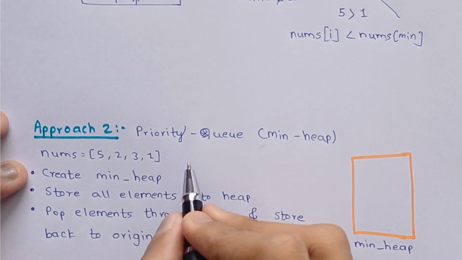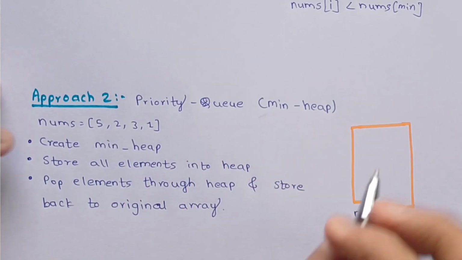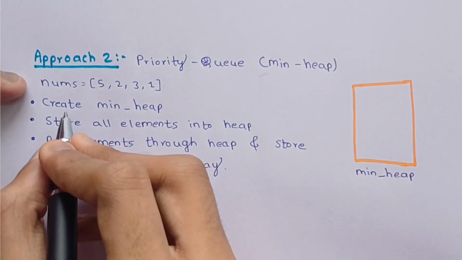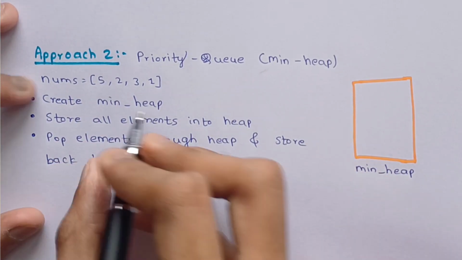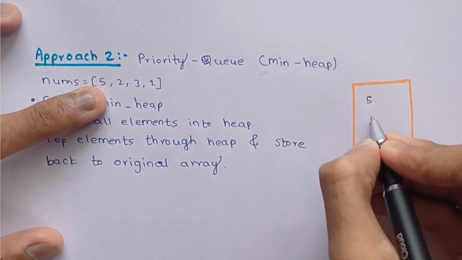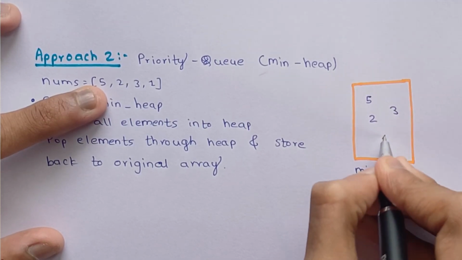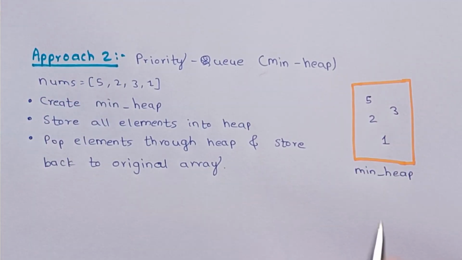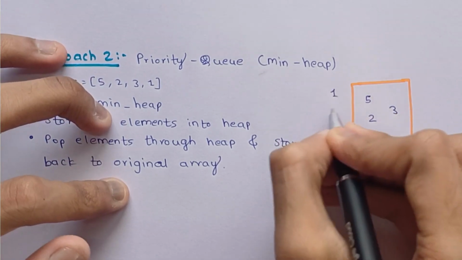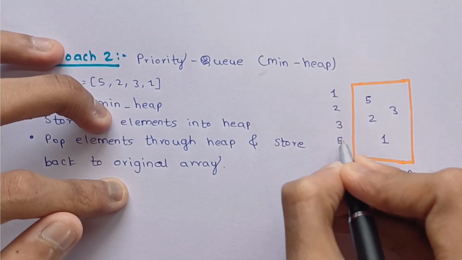Let's see approach 2, which is a priority queue, minimum heap. We will create one minimum heap, and we will store all the elements into the heap. So 5 is stored in the heap. Now 2 is stored into the heap. Now 3 is also stored into the heap, and 1 is also stored into the heap. Now this is a minimum heap, so it will look like 1, 2, 3 and 5. Minimum will be at the top.